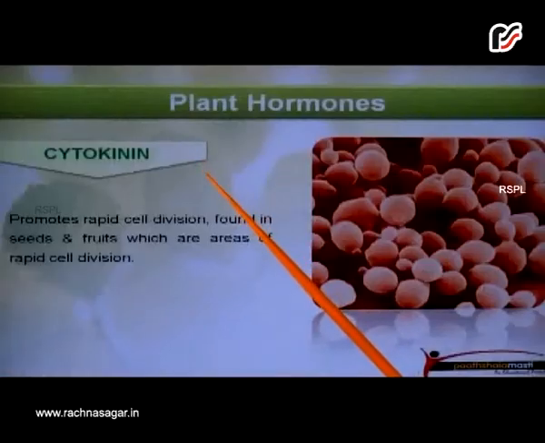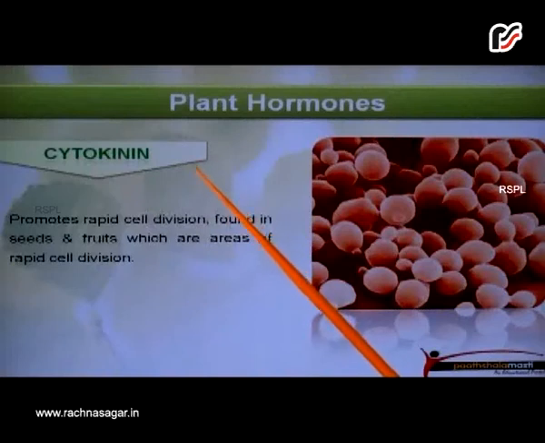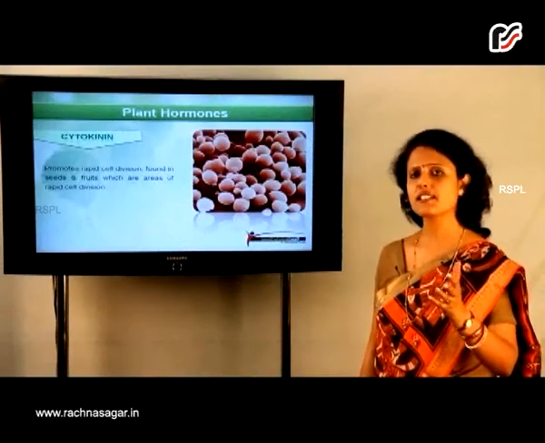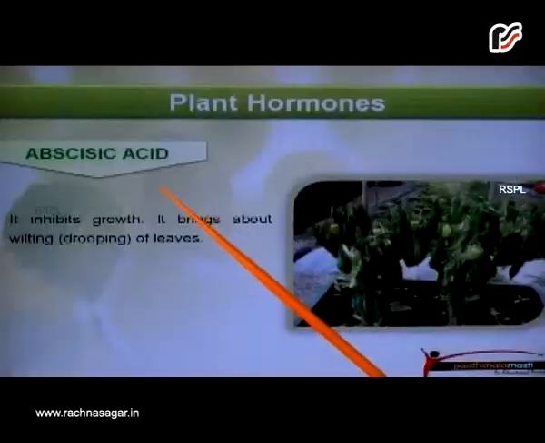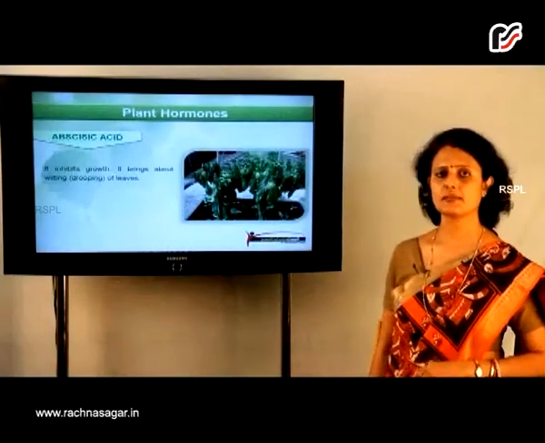Next we have the third plant hormone, cytokinin. It promotes rapid cell division. Here I would like to tell something. Cytokinin comes from the word cytokinesis, that is division of cytoplasm. So it's a hormone which promotes rapid cell division, hence it is found in seeds and fruits, which are the areas of rapid cell division. Next we have the fourth plant hormone, abscisic acid. It inhibits growth and it brings about wilting or drooping down of the leaves.